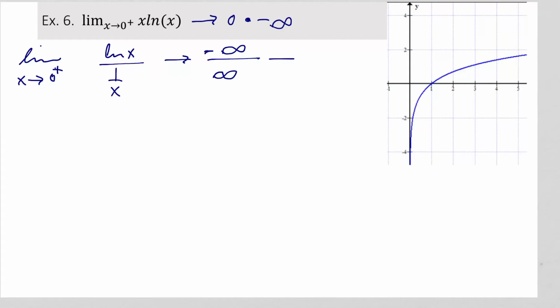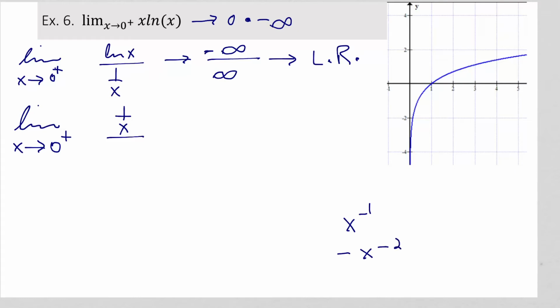So now I can apply L'Hopital's rule in this form. And I have to use this setup right here where I'm going to take the first derivative of this and the first derivative of this. So now I can say this is equivalent to the limit as x approaches 0 from the positive side of 1 over x. That's the derivative of ln of x. And remember, this is the same thing as x to the minus 1. When I differentiate that, I get negative x to the negative 2, which is negative 1 over x squared. So I have negative 1 over x squared.